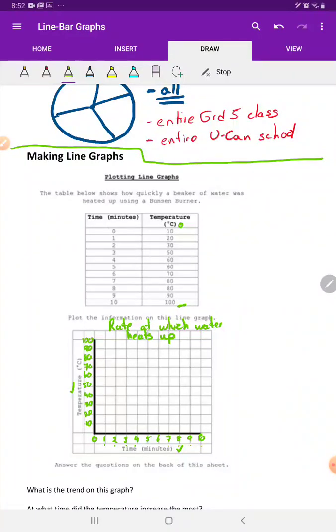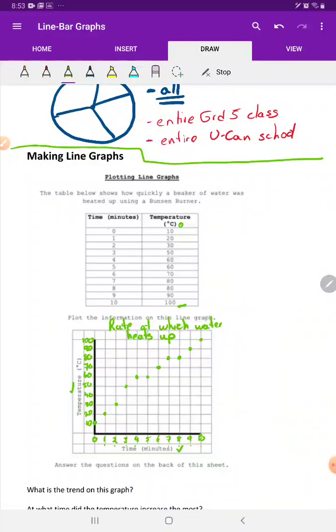Okay, so now I have at 0 minutes, it's 10 degrees, so I'm going to put a dot right there. At 1 minute, it's 20. At 2 minutes, it's 30. At 3 minutes, it's 50. At 4 minutes, it's 60. At 5 minutes, it's still 60. At 6 minutes, it's 70. At 7 minutes, it's 80. At 8 minutes, it's still 80. At 9 minutes, it's 90. And at 10 minutes, it's 100.